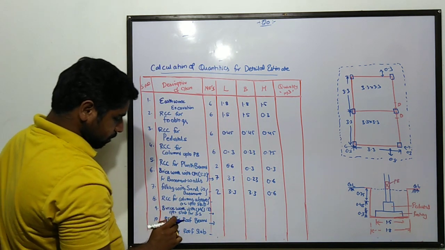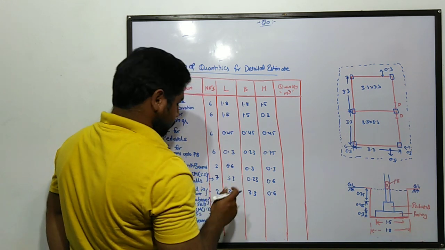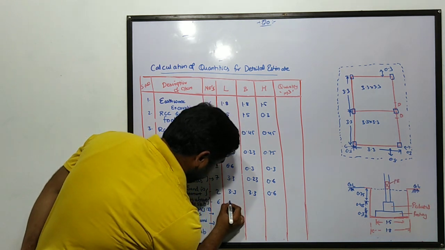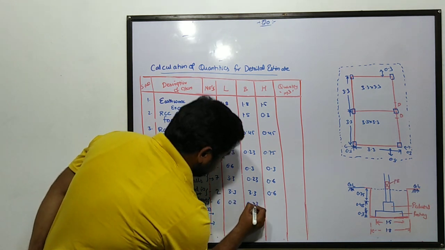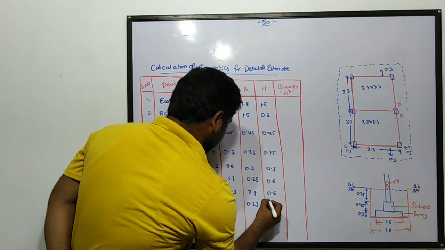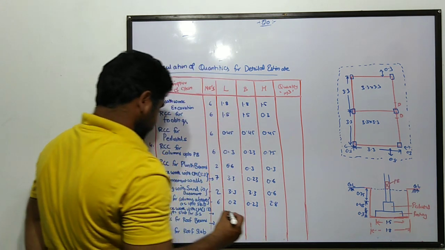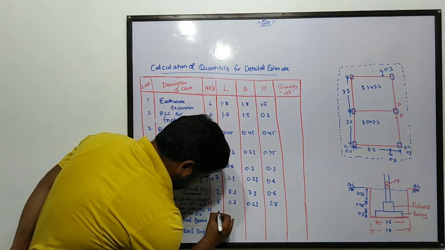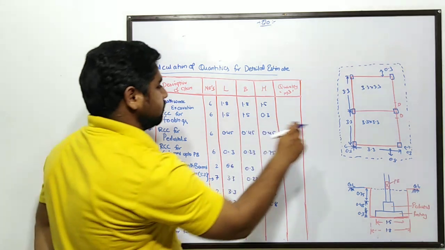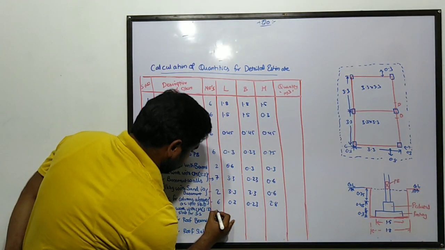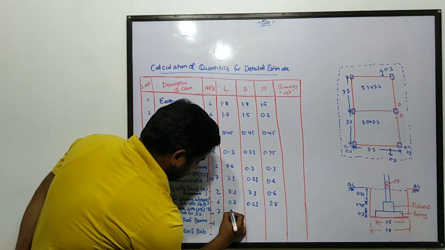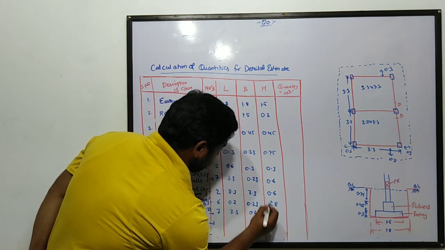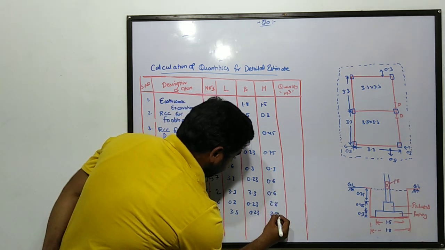Next, RCC for columns above ground level up to slab. There are 6 columns. The size of the column is 0.3 by 0.23 and the height of the column is 2.8 meters. Next, brickwork with cement mortar up to slab for superstructure. Here also we are taking column to column only, so 7 numbers, length 3.3, width 0.23 and height 2.8 meters.